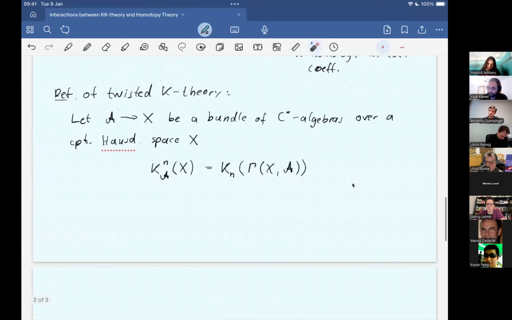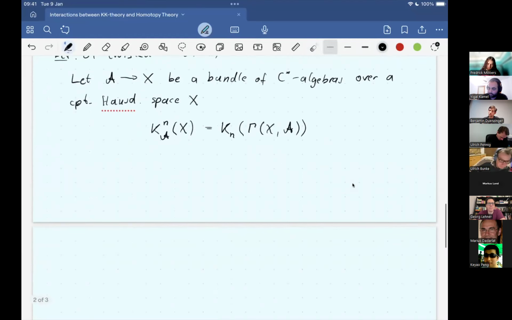And a little side remark is, so note that if I do this, then this twisted K-theory is a module over untwisted K-theory.